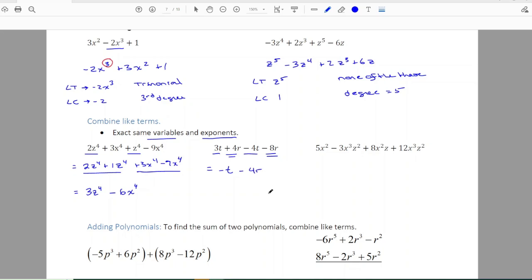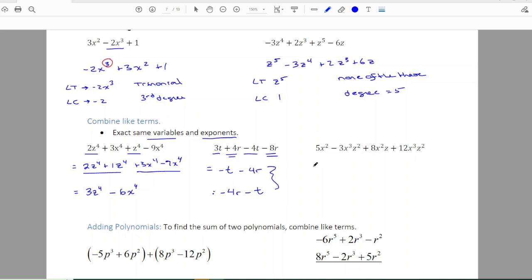Now, when you're doing these, you know how we were writing them in descending orders of power? That really works well when you have one variable. When you have two variables, it doesn't really matter. I mean, looking at this one, alphabetically, I should have put it in the other order. Same thing with this one. Maybe I should have written this as negative 4r minus t. I won't take marks off regardless. It doesn't matter. The order of adding never matters. So both of these are fine answers to this question.